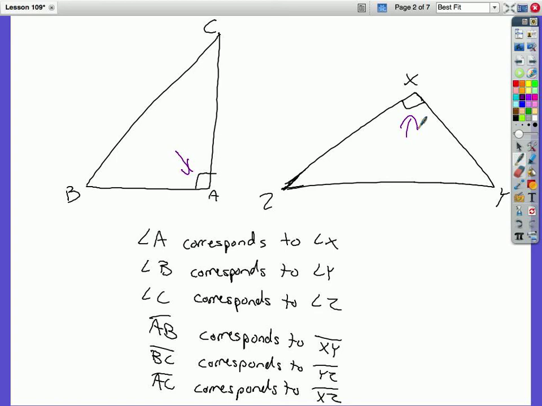Then we look at angle B over here. That's going to correspond with angle Y because they're along that shorter side of that triangle. Okay, angle C corresponds to angle Z because those are the angles that are left, but we can see that.